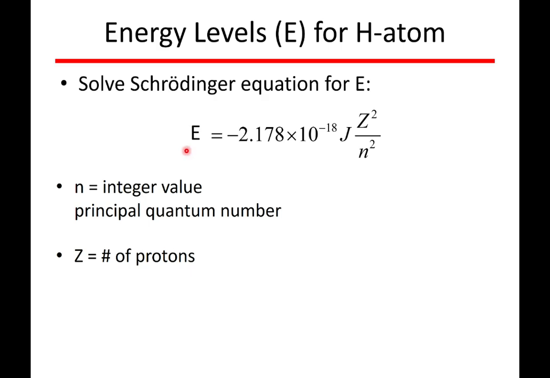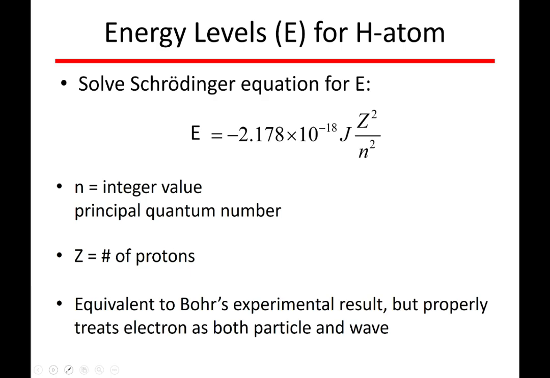Now, when you look at this equation, what you see is that it bears a lot of similarity to the equation that we saw when we dealt with the Bohr model. Right? When we dealt with the Bohr model, you saw negative 2.18 times 10 to the minus 18 joules. You saw Z squared over n squared. And so, interestingly here, the result that you get from solving the Schrödinger equation is identical to what you get from the Bohr model. But there are some really important differences that are worth mentioning here.